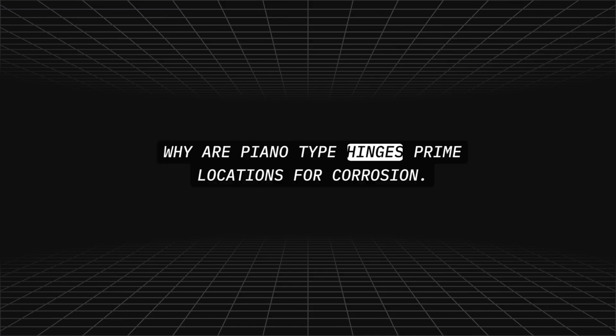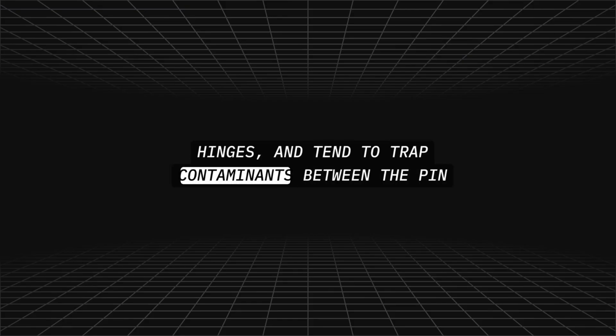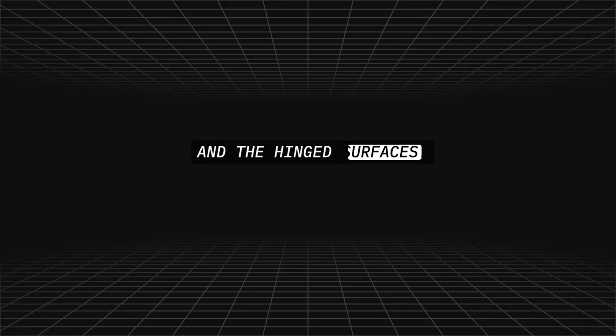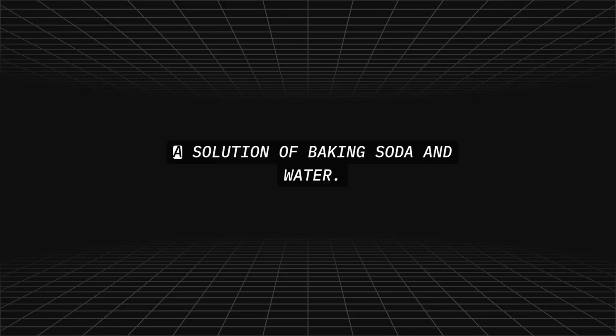Why are piano-type hinges prime locations for corrosion? Piano hinges use dissimilar metals, steel pins and aluminum hinges, and tend to trap contaminants between the pin and the hinge surfaces. What is used to neutralize a lead-acid battery electrolyte? A solution of baking soda and water.